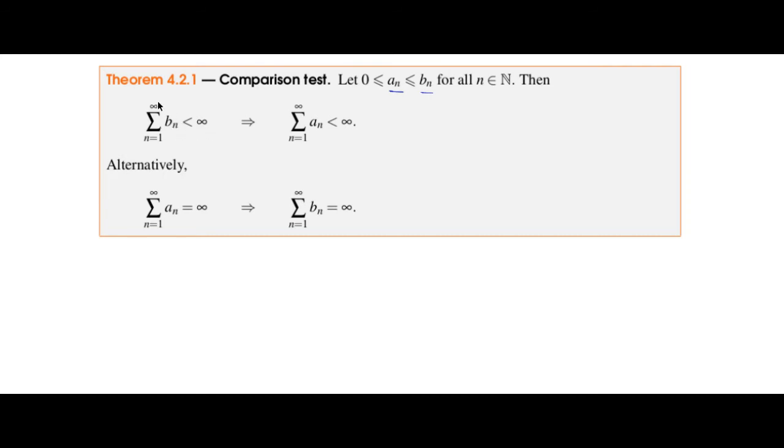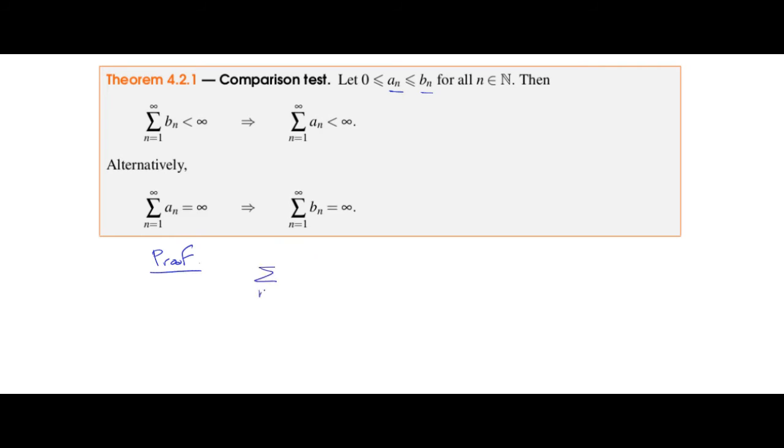Well, if the series of the terms of B sub n, where the term B sub n is always greater than A sub n, if this sum is convergent, smaller than infinity, then it means that the sum of the terms in A sub n, that series associated with the sequence, is also convergent. And alternatively, if the series of A sub n is divergent, I mean it goes to infinity, then it implies that the sum of the terms of the sequence B sub n will be divergent as well. Okay? So the proof for this is easy, which means it goes like this.